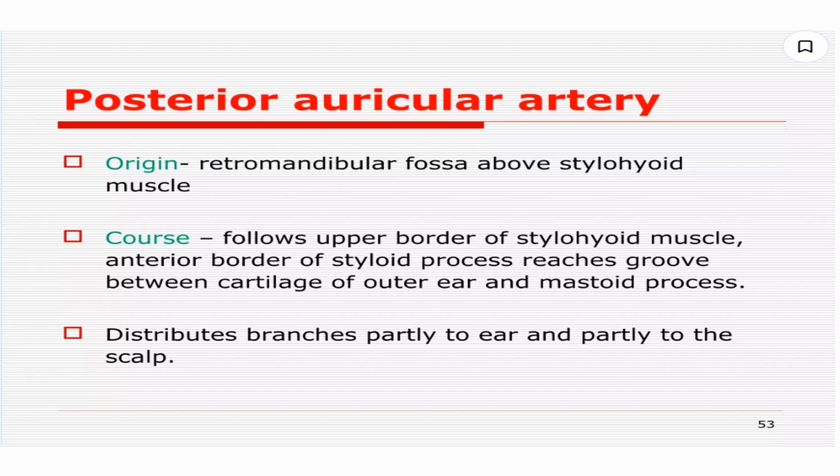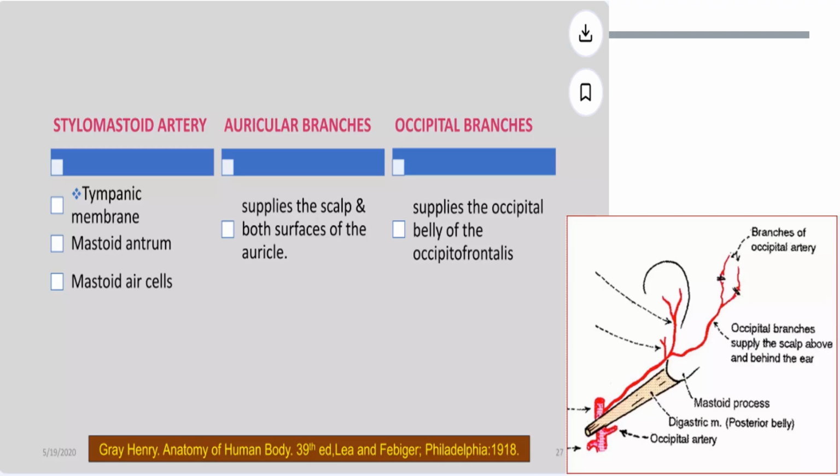Coming to the next artery, that is the posterior auricular artery. Its origin is in the retromandibular fossa above the styloid muscle. It follows the upper border of the muscle and the anterior border of the styloid process, and reaches the groove between the cartilage of the outer ear and the mastoid process. It distributes branches partly to the ear and partly to the scalp. It gives the stylomastoid artery, auricular branches, and the occipital branch.